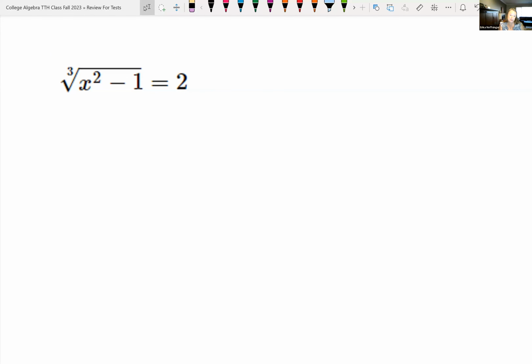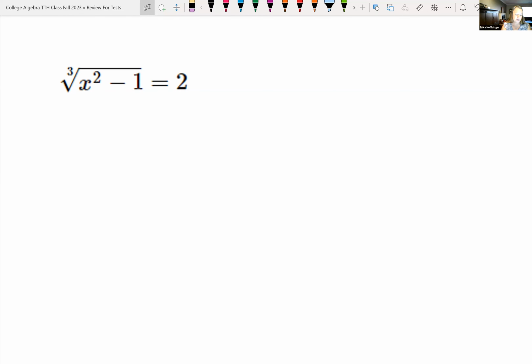So the next type of equation in front of us has a radical in it. It's the cubed root of x squared minus 1, and then that's equal to 2. So solving equations with radicals. If this radical was not isolated on one side of the equation, that's what I would do first. And if there was more than one radical in my equation, I would just isolate one of them first. Well, there is only one in here and it's already isolated for us.